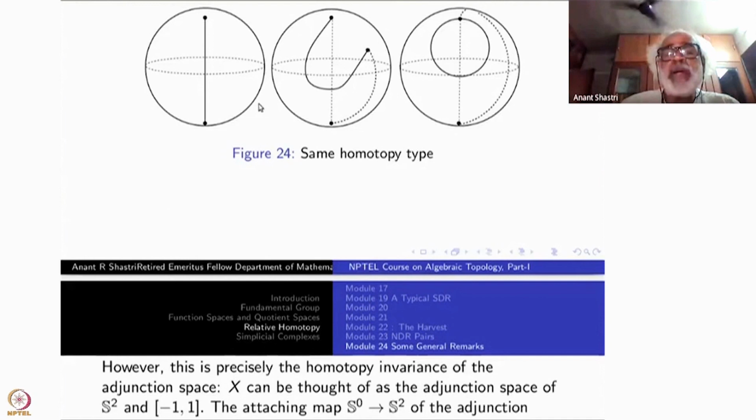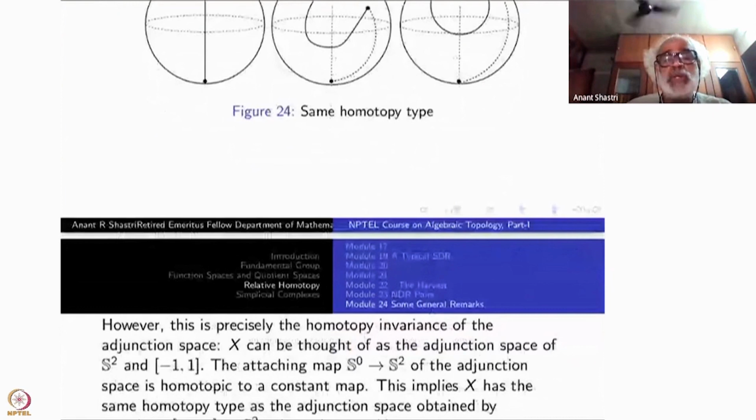Think of this as a map from S0 to S2. The two maps are homotopic to each other. The final picture is that both points have gone to the same point. That is also homotopic to the original map inside S2. The homotopy invariance of adjunction spaces says that whatever adjunction space you have got, they are all of the same homotopy type. So that's what I have explained.